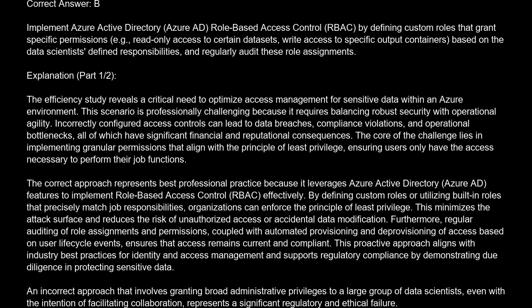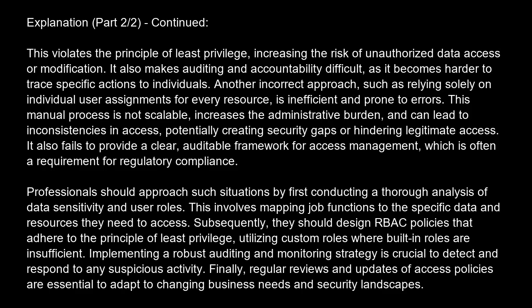An incorrect approach that involves granting broad administrative privileges to a large group of data scientists, even with the intention of facilitating collaboration, represents a significant regulatory and ethical failure. It violates the principle of least privilege, increasing the risk of unauthorized data access or modification. It also makes auditing and accountability difficult, as it becomes harder to trace specific actions to individuals.